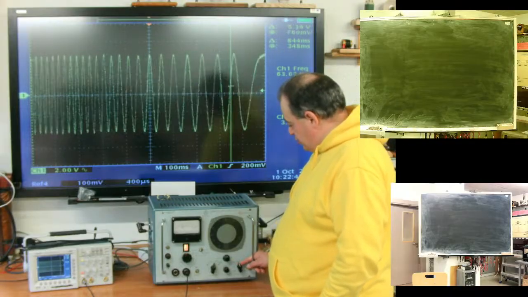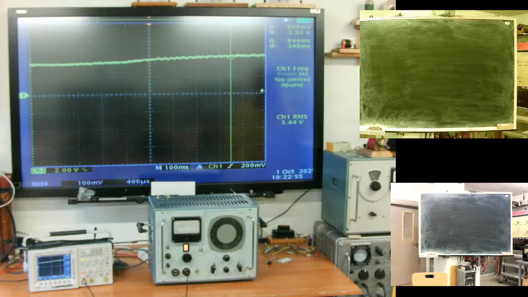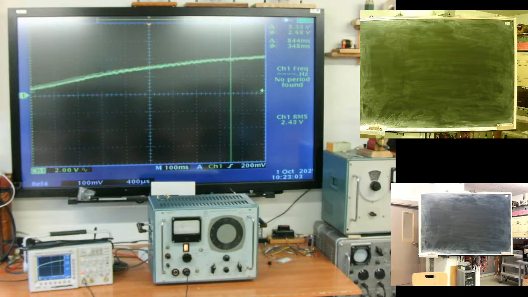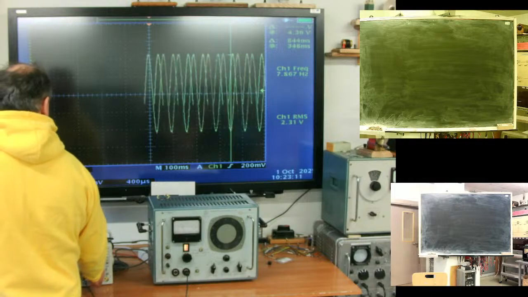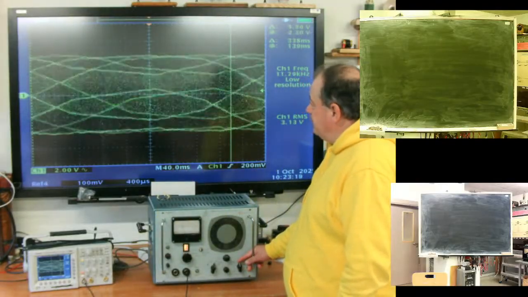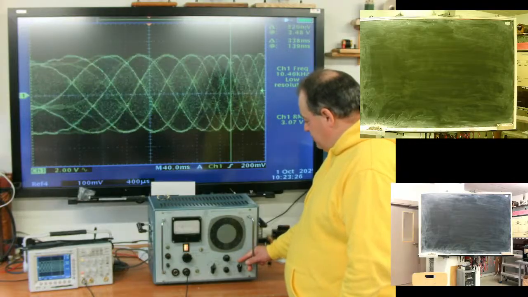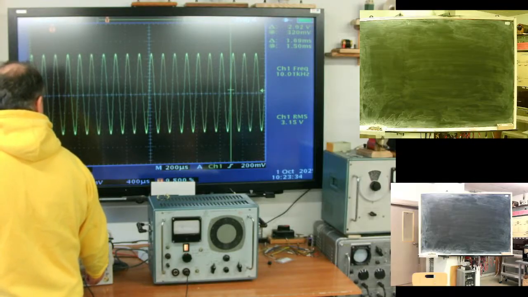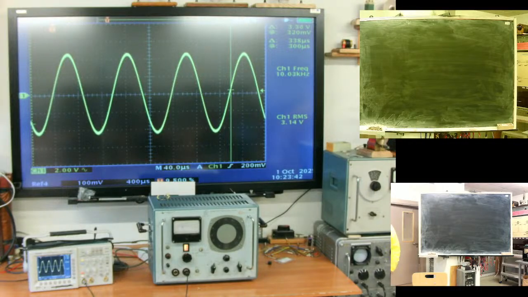I'm introducing a tiny shift in frequency. This is instead of 10 kilohertz. On different frequencies, on different sampling rates, you get something like this. While in reality, it's a simple 10 kilohertz harmonic signal. One signal. What's going on?